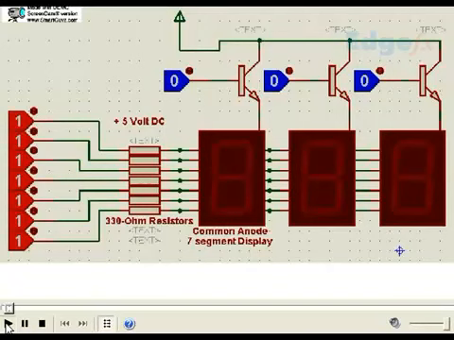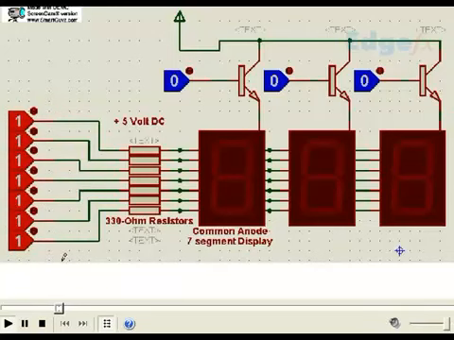Hello. Let us see how multiple 7-segment displays like 1, 2, 3 are handled from the microcontroller output. For the purpose of simulation, we have taken logic 1 conditions here and logic 0 conditions here. As we know, logic 0 means this transistor will not conduct, nor this, nor this. Logic 1 means this is high and all such points are high.